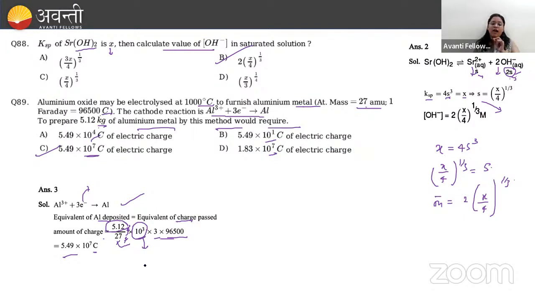If suppose you haven't converted 5.12 kg in terms of gram, then you will get 10 raised to 4 as the answer. Right? So this way, what will our correct answer be here? Option C. Do you get the idea of this question? Yeah, let's go on to the next problem.